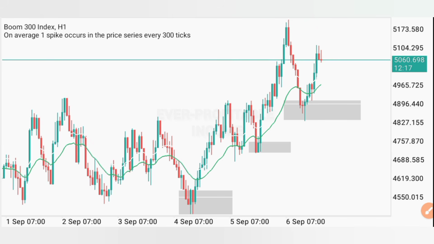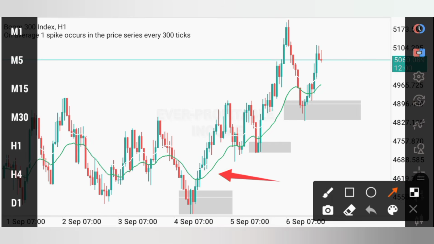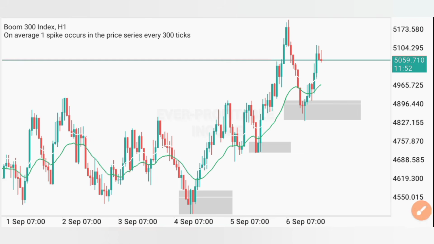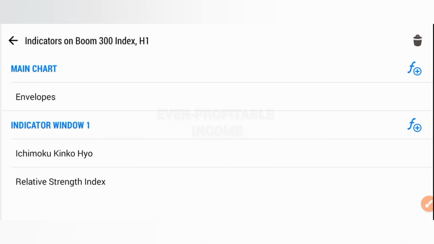But before we go, we'll have to set up our indicators. The first indicator is your envelope on your chart, and that's what we have over here. This line you are seeing on your chart is your envelope. The next indicator is going to be in the indicator window, and that is your Ichimoku. We also have the RSI, just to mark out the overbought level and the oversold level. So let's head over to our indicator window to add our indicators. On the main chart we have the envelopes.